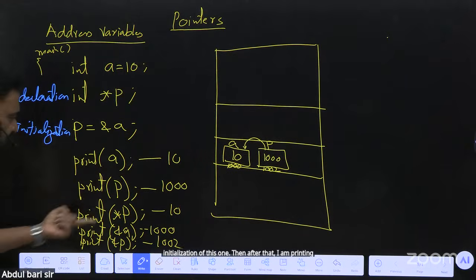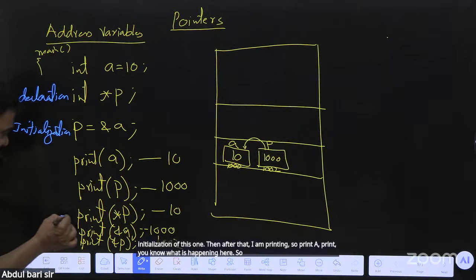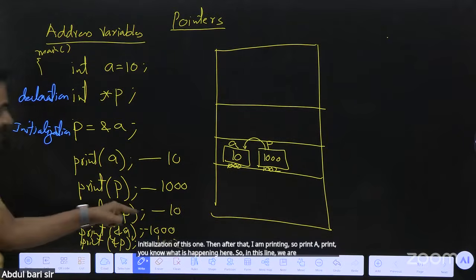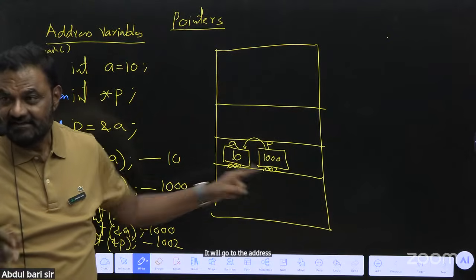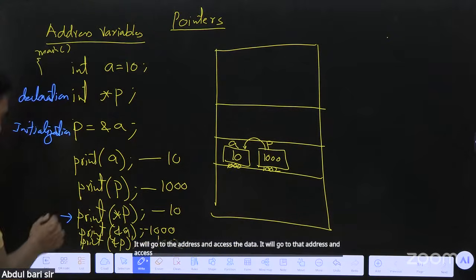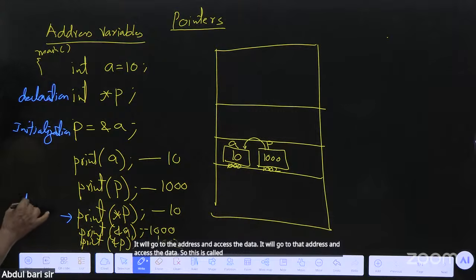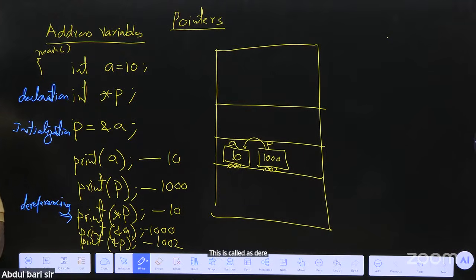So print a, you know what is happening here. In this line, we are using star p, which means it will go to the address and access the data. It will go to that address and access the data. This is called dereferencing.